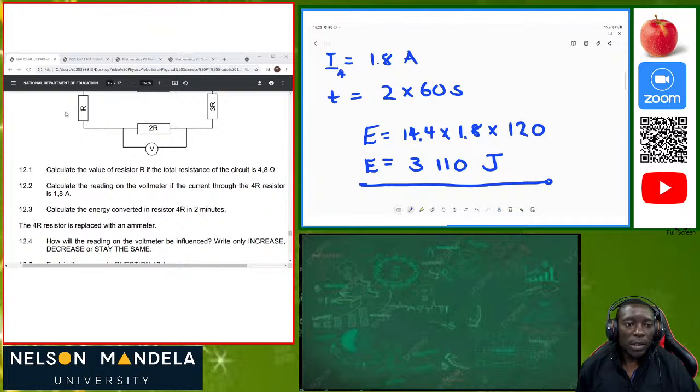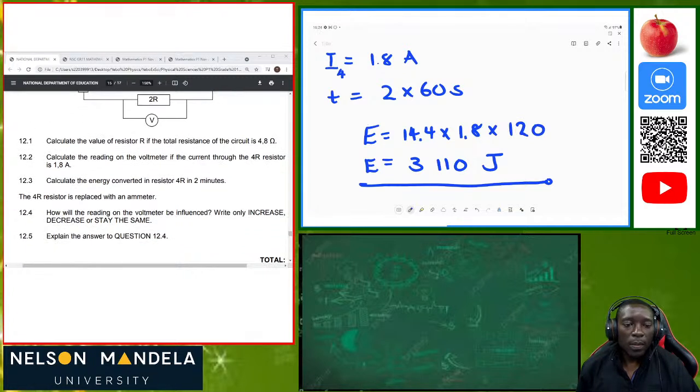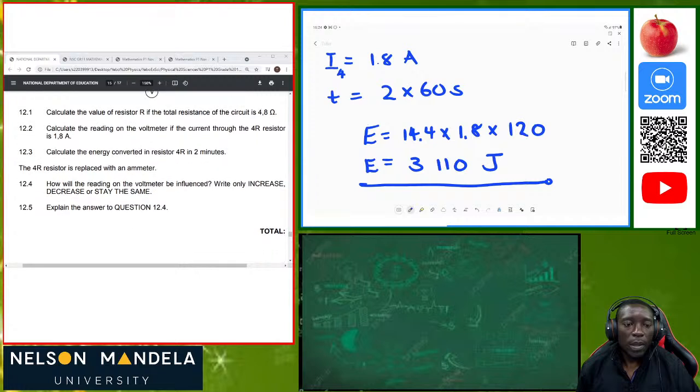So the next part, what does the next part say? How will the reading on the voltmeter be influenced? Right only, increase, decrease, or stay the same? If the 4R resistor is replaced with an ammeter.